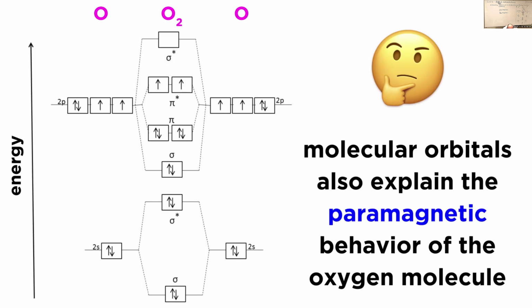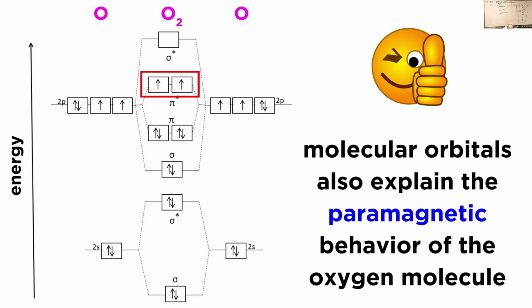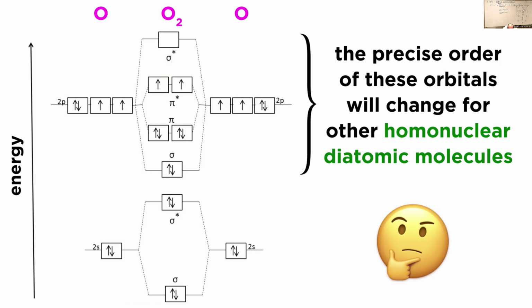But we also get an explanation for the paramagnetism of the oxygen molecule. We have two unpaired electrons in these antibonding orbitals, which does predict paramagnetism for this molecule. This is an example of the success of molecular orbital theory, as no other theory can account for this behavior. Now that we are up to speed, let's go over one other thing.